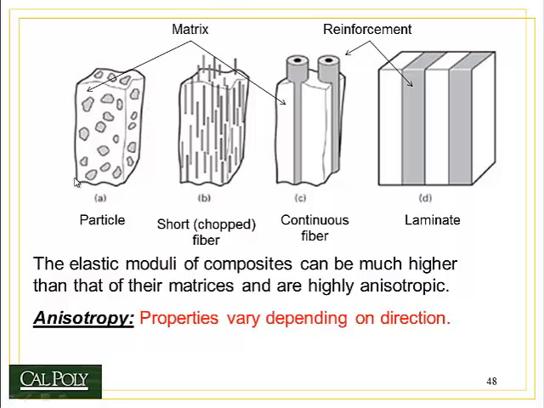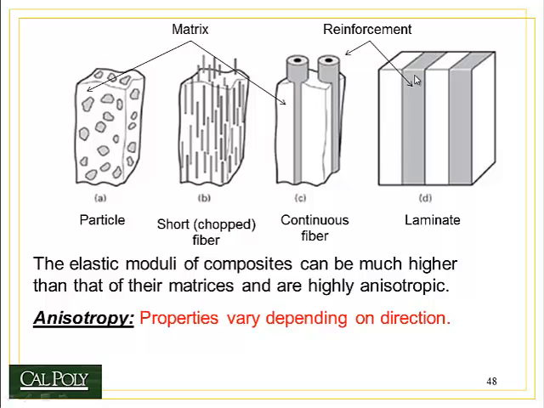There are particle composites, where you have a matrix material, that's the white, and then you have gray chunks that reinforce the matrix. There are short fiber composites, where you have a white matrix material, and embedded inside that matrix are short glass or carbon fibers. You have a continuous fiber composite, where you have a white matrix and long fibers that run the entire length of the composite. And you have a laminate.